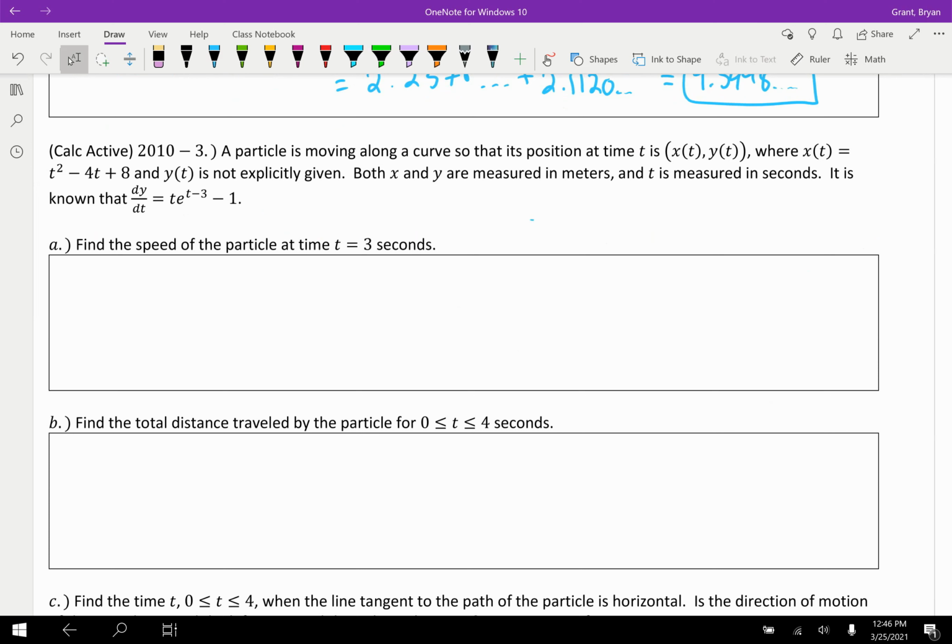I tried to pick these so that they had some different questions, but you'll find that A and B are pretty darn similar to what we did before. I think you guys will be just fine with those.